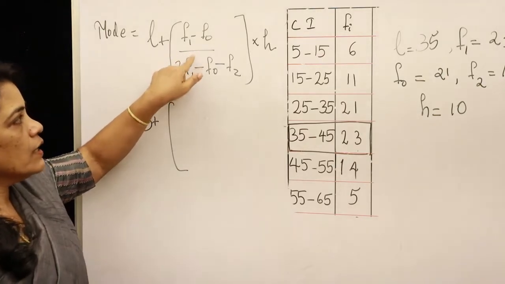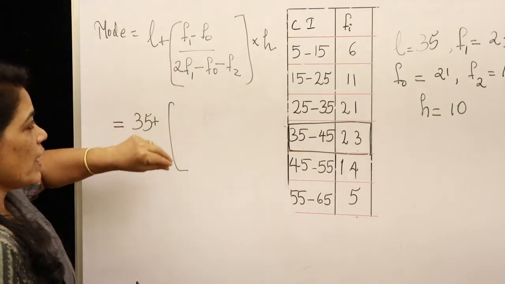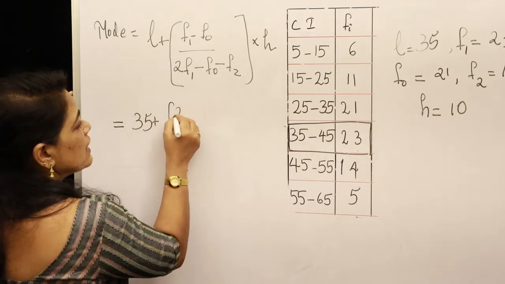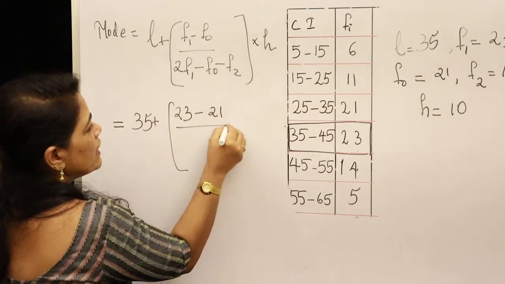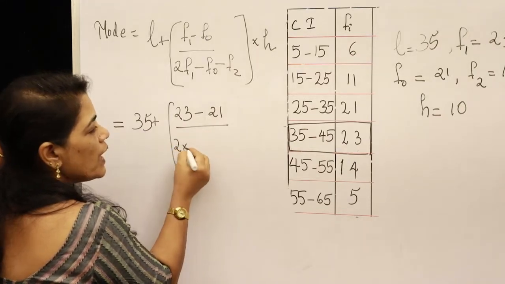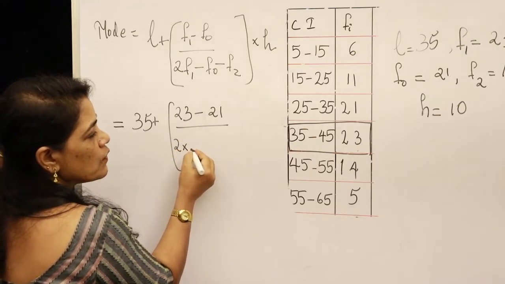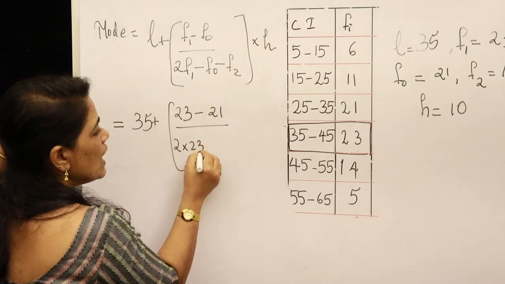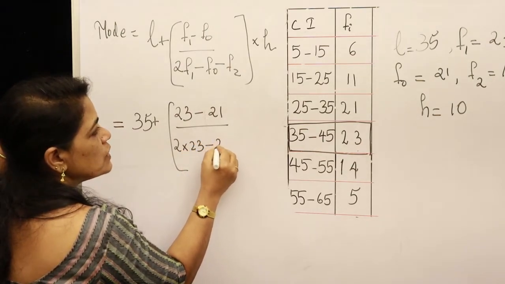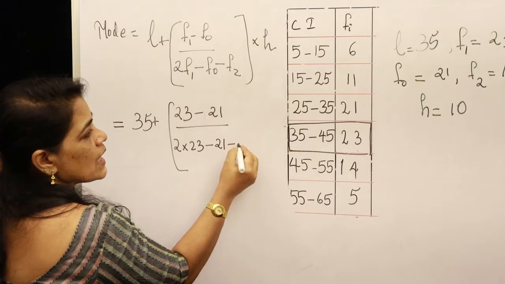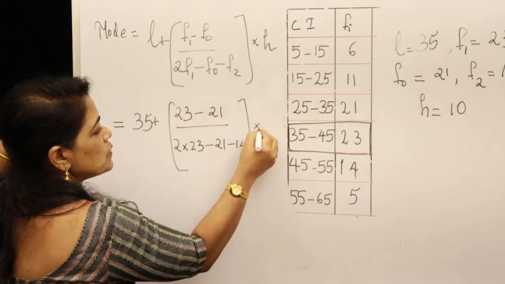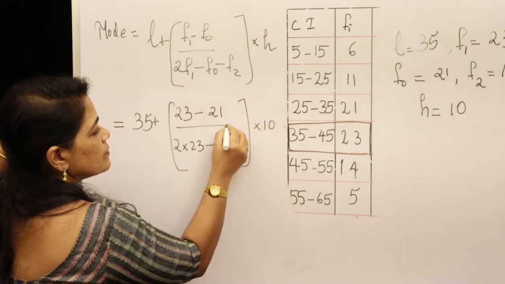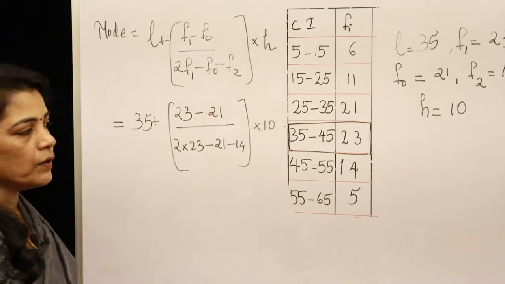Now we can substitute those values here, that is mode is equal to 35 plus, okay, we can write these values in a bracket because it is a fraction. So F1 is 23 minus F0 21 divided by 2 into F1. F1 is the frequency of the modal class 23 minus F0 21 minus F2 14. Okay, into H is 10. Substitution is clear, children? Okay.